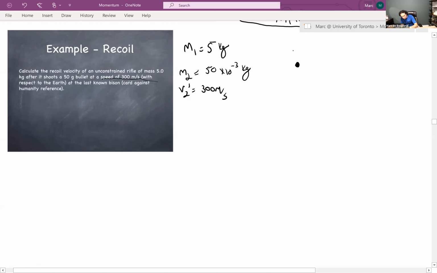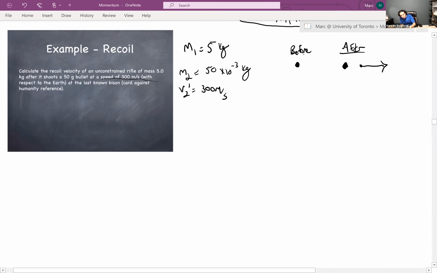That's before. And nothing's moving. The gun is stationary, the bullet is stationary. There's nothing to draw, there are no momentum vectors to draw. And then after, well, this is big, the bullet is small. We know the bullet is traveling quite fast, 300 meters per second, in one direction. Let's say it's toward the right.